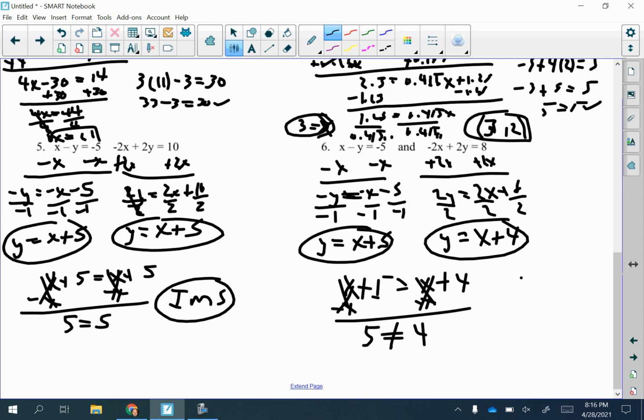So when that happens, you have no solution. And again, same slope, different y-intercepts are parallel lines. So again, those same rules apply to doing the symbolic method too.